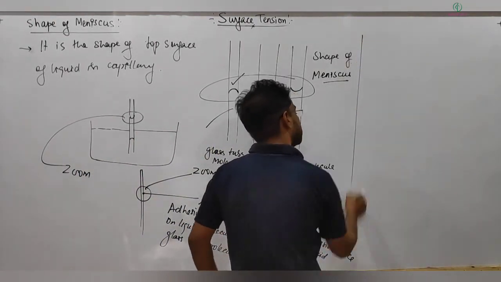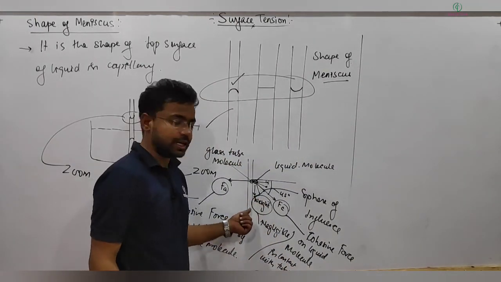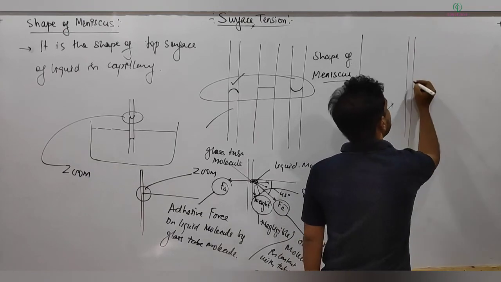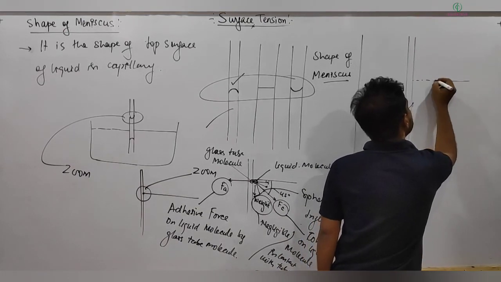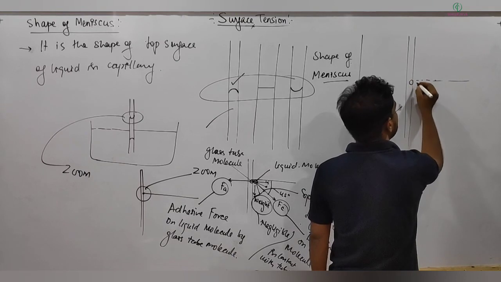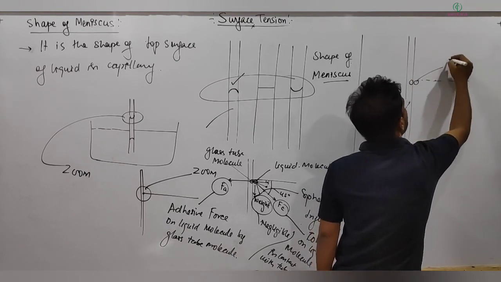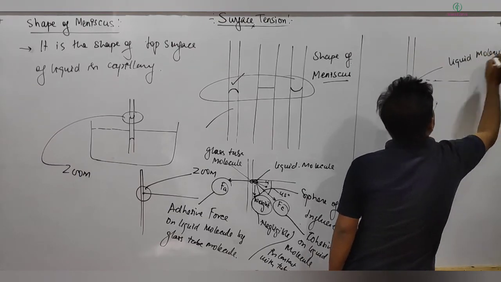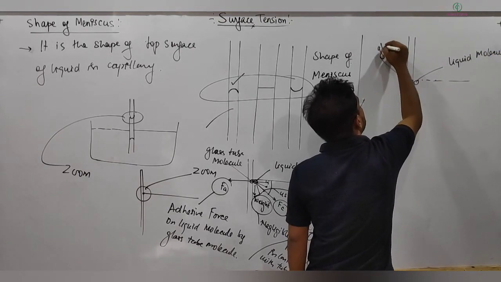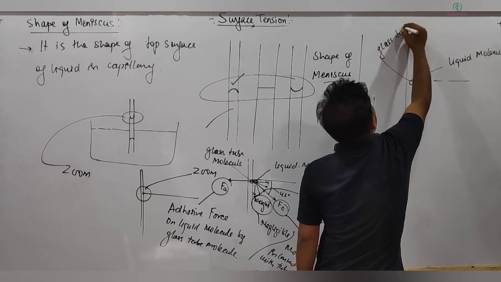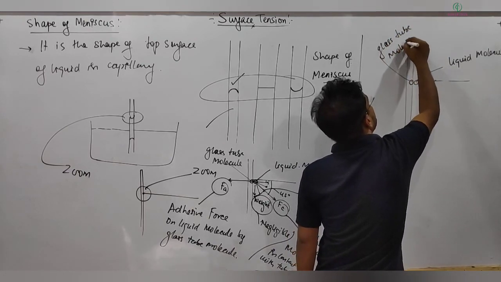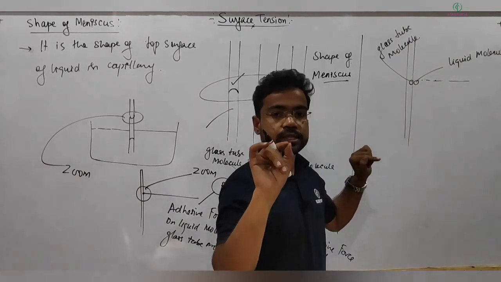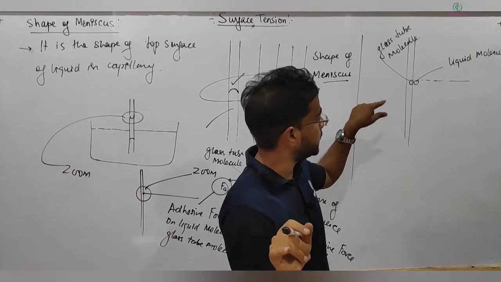All right, let me draw the diagram. I hope now you must be clear. So ultimately we are having this situation. This is the capillary. Let's say liquid is filled up to here. So this is the atom of liquid, this is the liquid molecule, and this is the glass tube molecule.